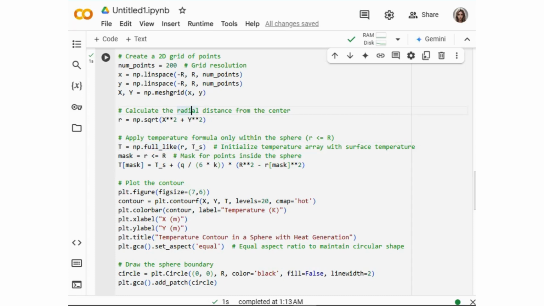Now to compute the radial distance from the center, we are using this equation. So what is happening here: since our temperature distribution depends on the radial distance r, we calculate r, and this formula finds the distance from the center (0, 0) for each point on the grid. The result is a 2D array of radial distances from the sphere center.